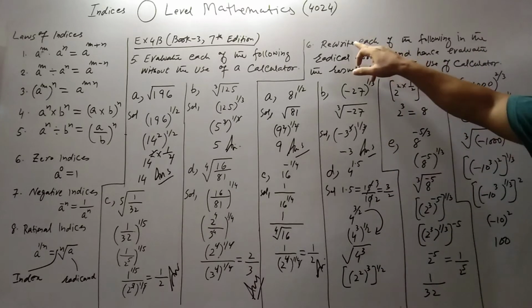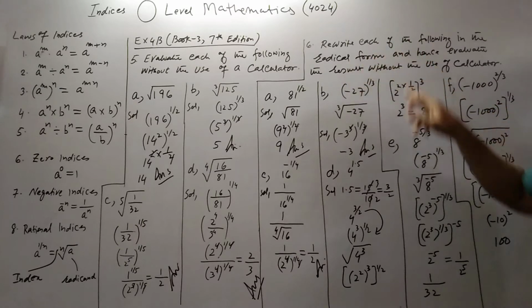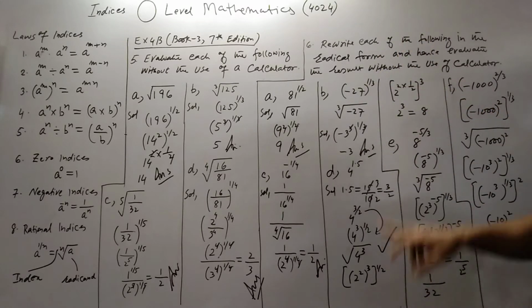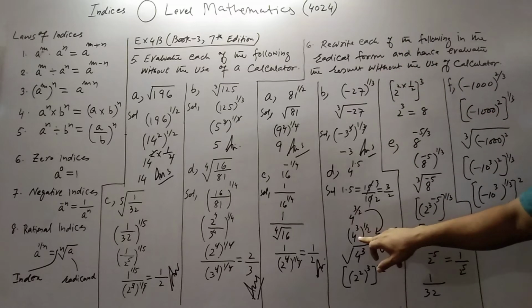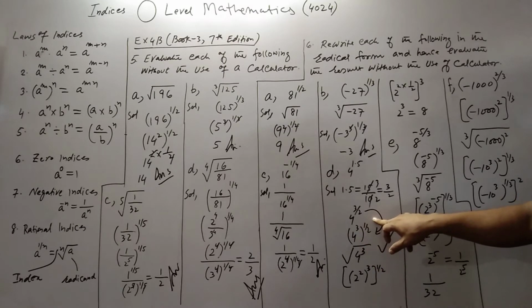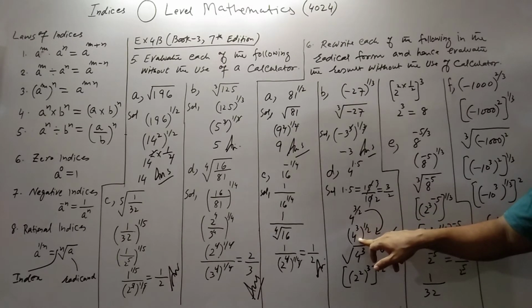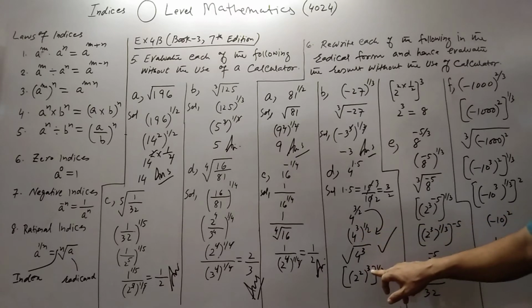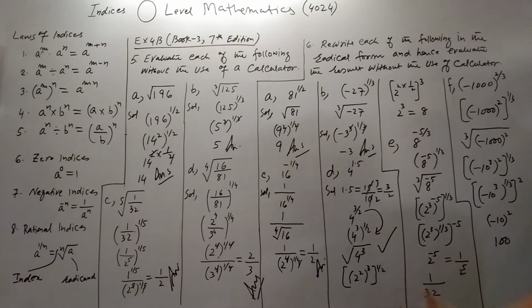Why do we need this? Because it's a requirement: rewrite each of the following in radical form. So this is radical form. Again, come to this step. This is the requirement of the first part of the question, and the second part is evaluate. Again, move to this. This is 4 to the power 3 whole power 1 upon 2. Find a number whose square is 4. 2. So 4 means 2 square. This 3 still remains 3, and this 1 upon 2 remains 1 upon 2. Next, this is 2 to the power 3 and whole power 1 upon 2.